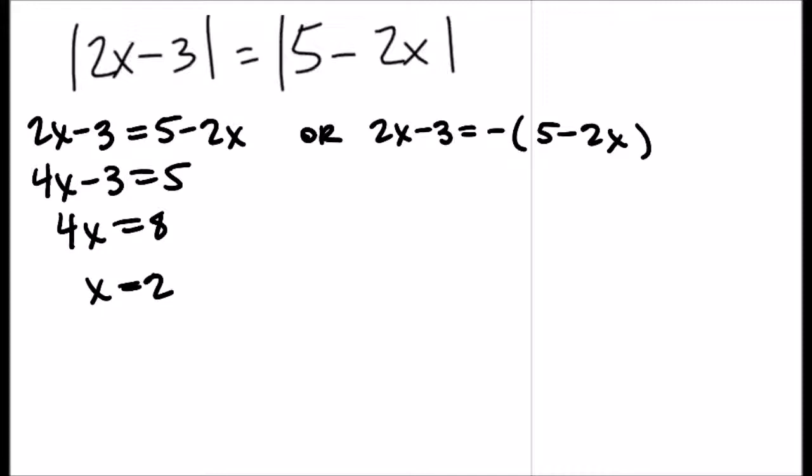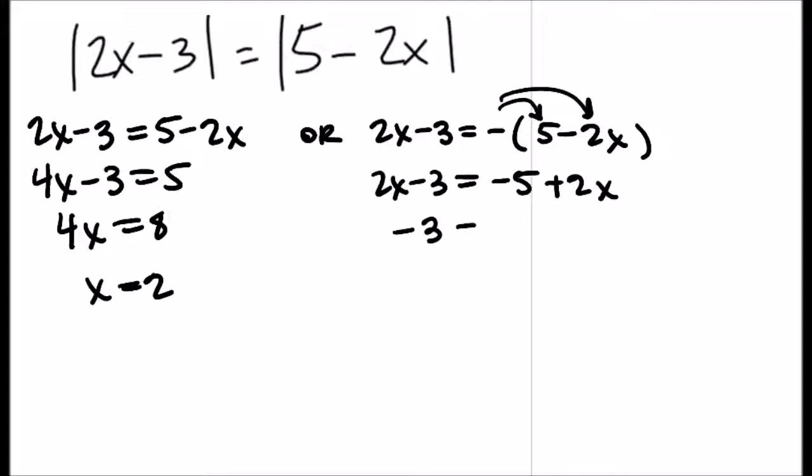Or, okay, I'm going to distribute the negative sign. I'll have 2x minus 3 is equal to negative 5 plus 2x. I'll subtract 2x from both sides, and I'll get 0 minus 3 equals negative 5. Negative 3 equals negative 5. That's not good. That's not yielding a solution. But does that mean that we can just say that the whole equation has no solution? What do we really want to do with this?